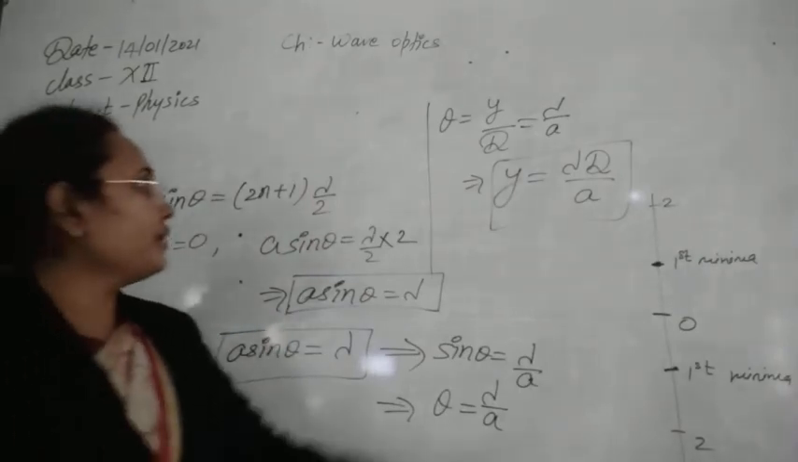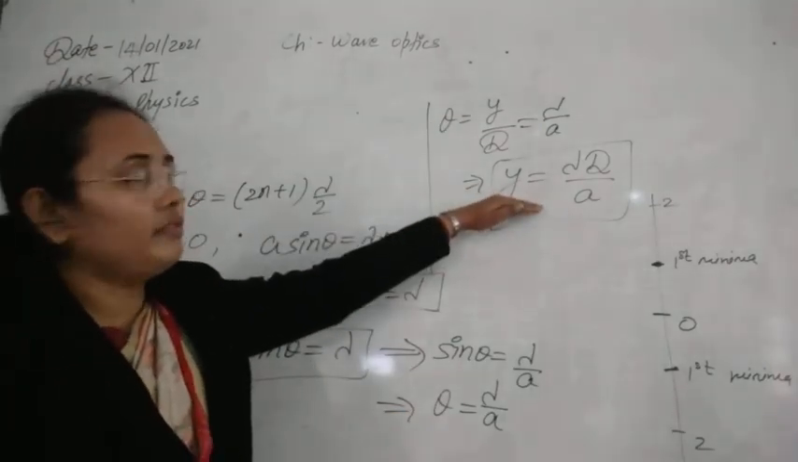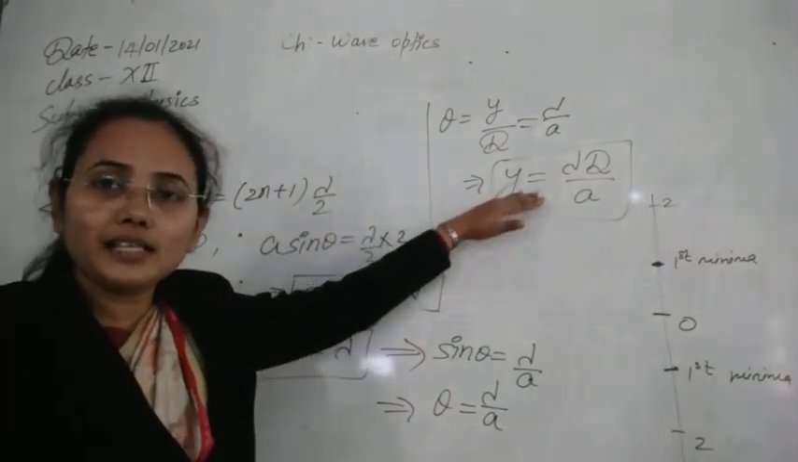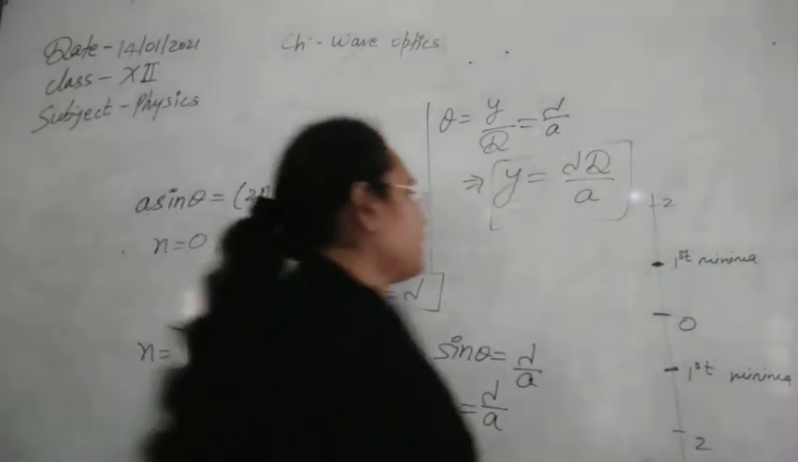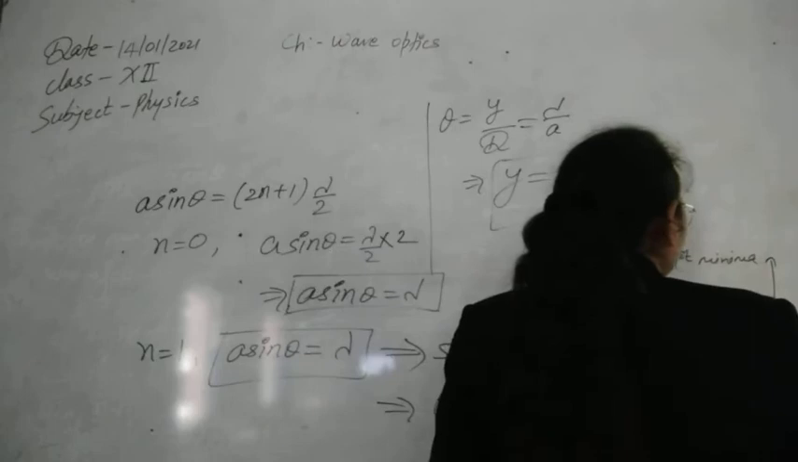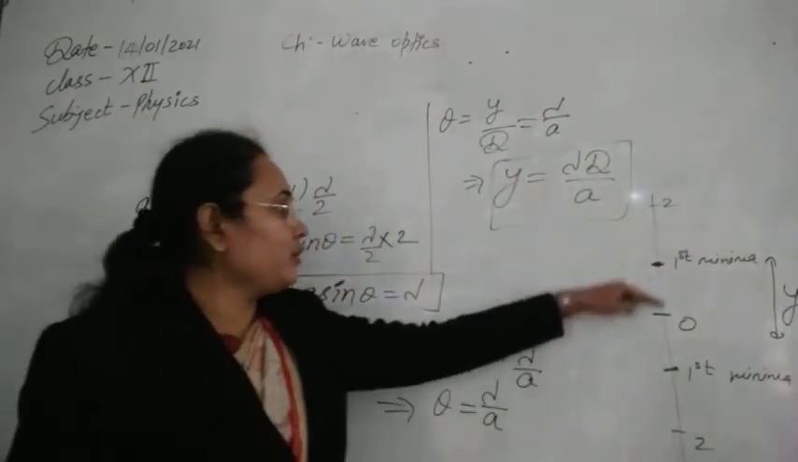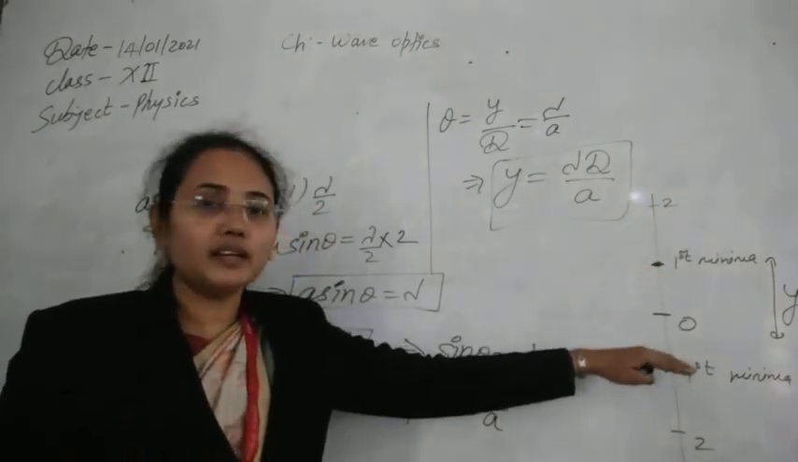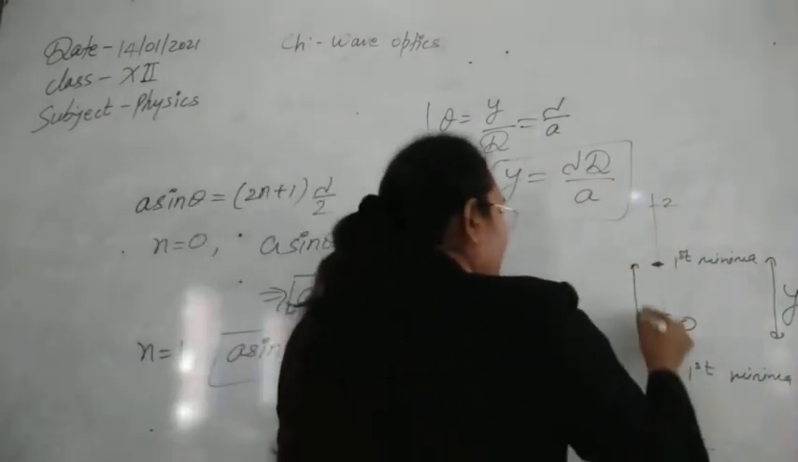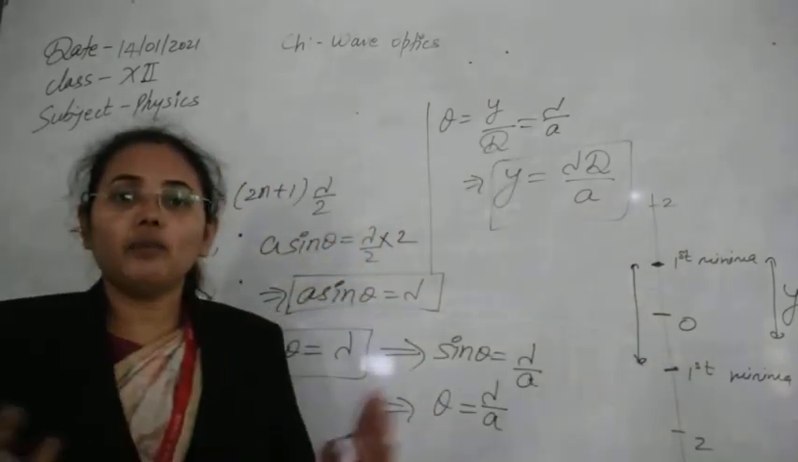So we solve this expression to obtain the value of y, that is the distance of the first minima from the central maxima position on one of the sides. So this is our distance y. From here to here we get the y distance, and on this side also we get the y distance. So this is the whole distance between the two minima, that is the width of the central maxima.